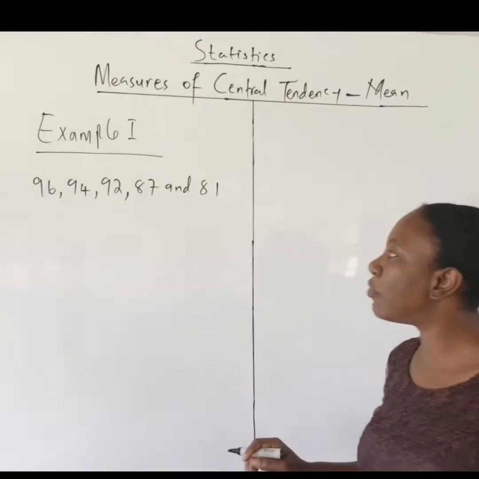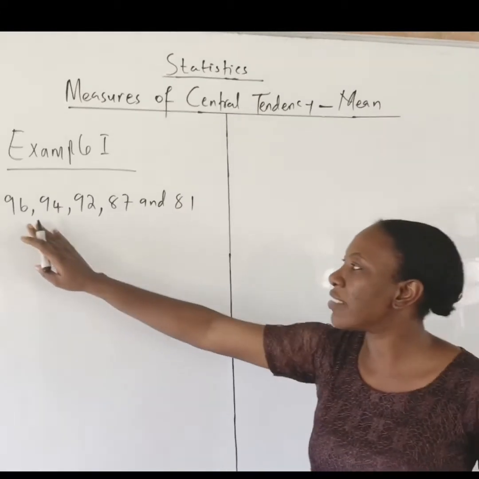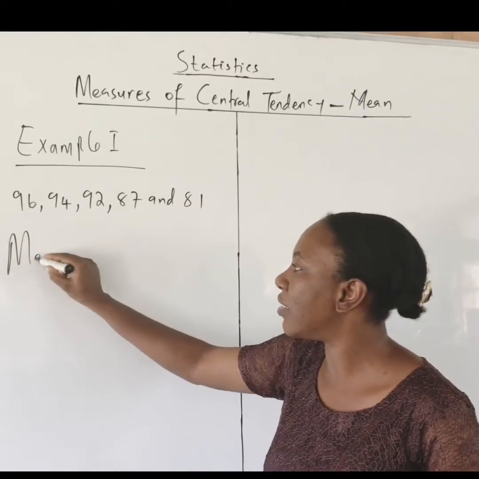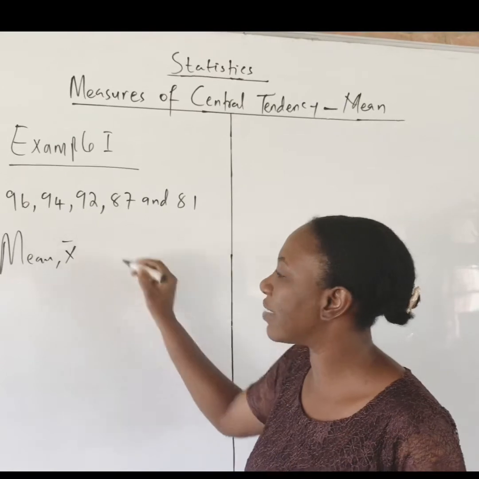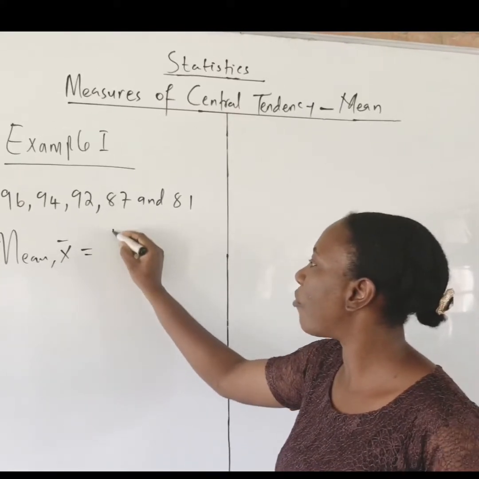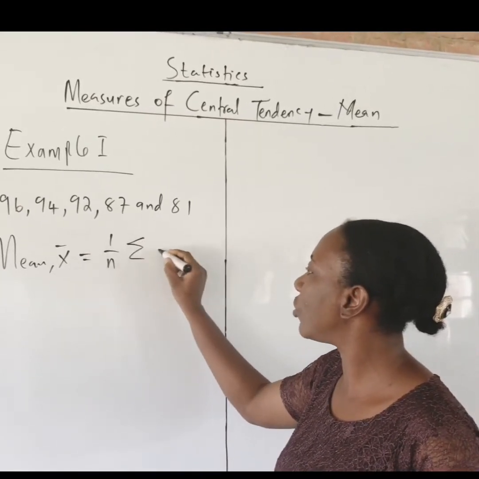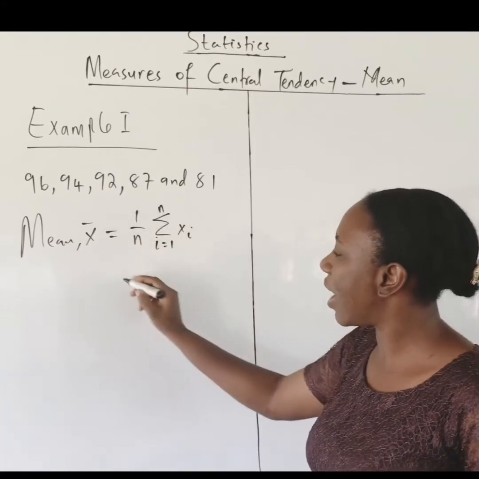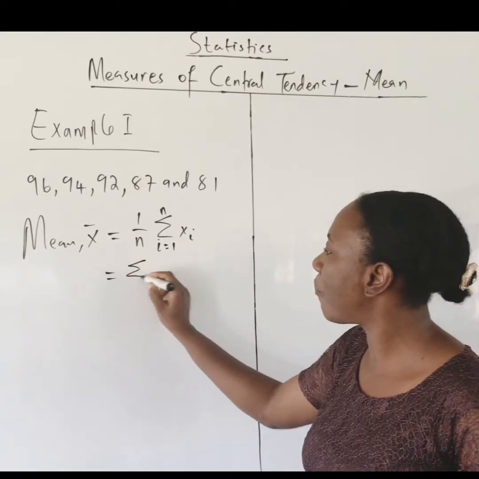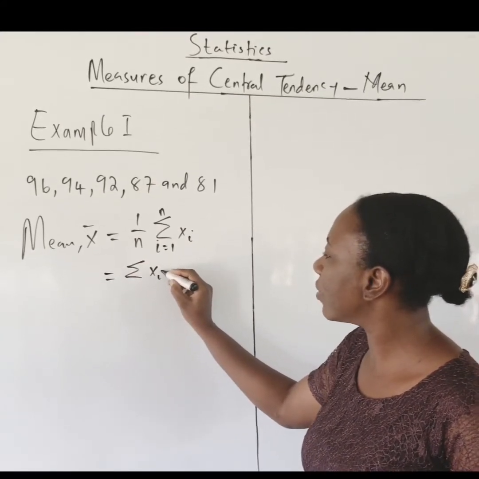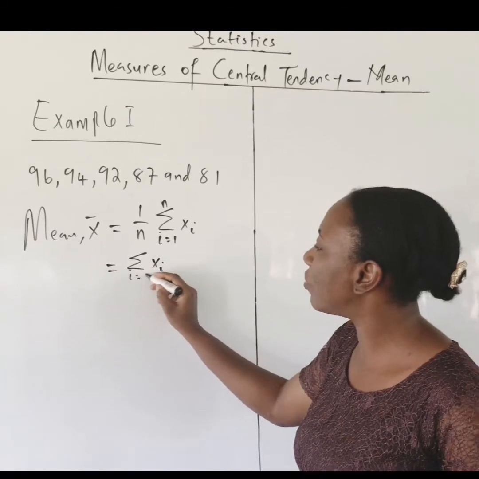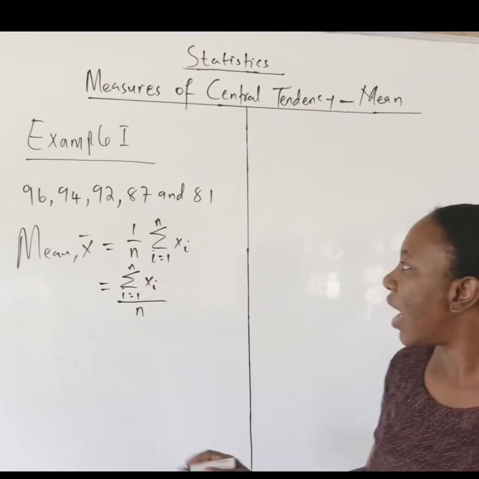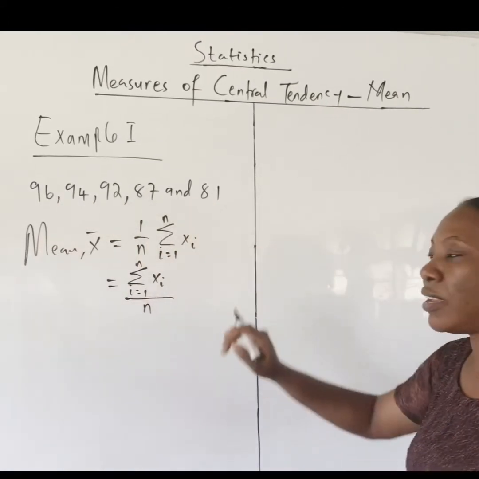Okay, here I have these values and you are asked to find the mean of these values. This is how you can find the mean. You can have it as x bar equals 1 over n, summation x subscript i, with i ranging from 1 to n. You can as well have it in this form, summation x subscript i, with i ranging from 1 to n, all over n. Either way, you're still right. And let's find the mean of the given values.